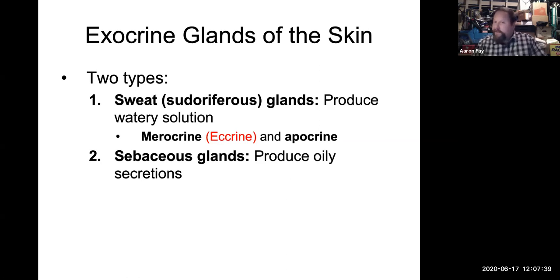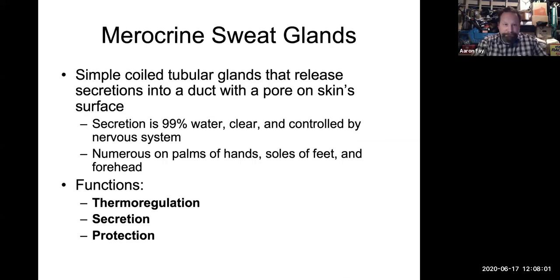We're going to find we have two types of sudoriferous gland. We have what are called merocrine glands, sometimes called eccrine, and we have apocrine glands. So two different subtypes of sweat glands, sudoriferous glands. Our second type is what's going to be called a sebaceous gland. These are oil glands, and they're going to be associated with hair follicles.